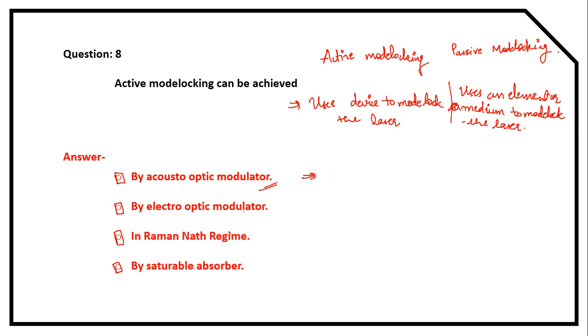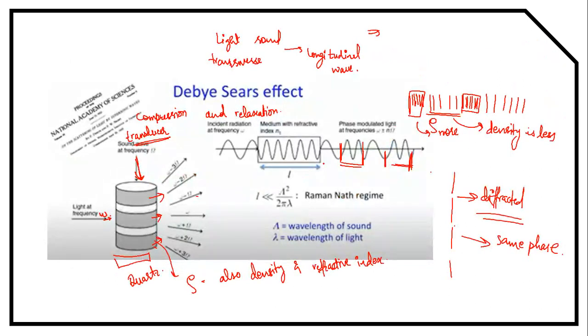So this is one of the methods of mode locking, and that is a part of the active mode locking case, where we use a device that, using sound waves only, is able to modulate the light. Now the second condition for this to happen is, for the acousto-optic modulator, the L, which is the length of the cavity, should be lesser than the value of Λ² upon 2πλ.